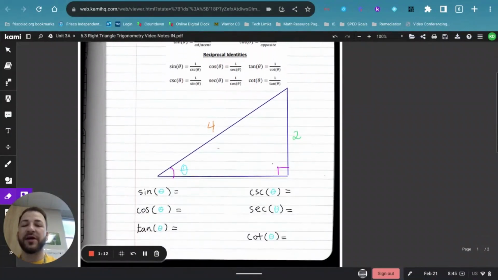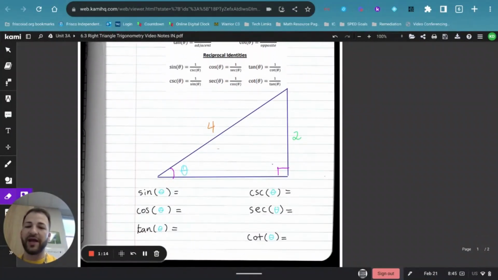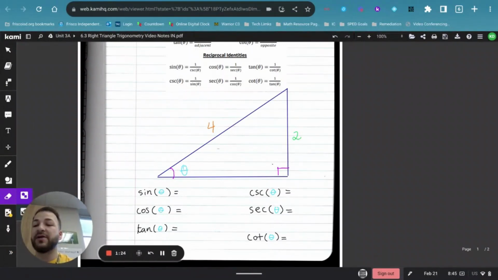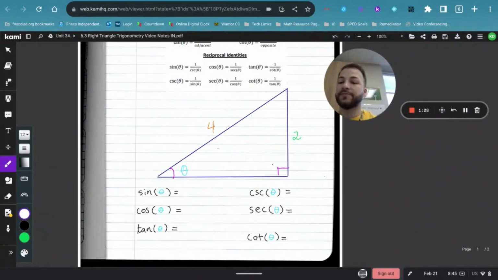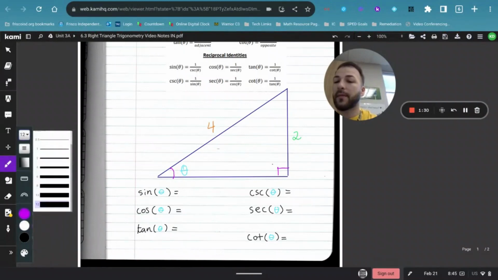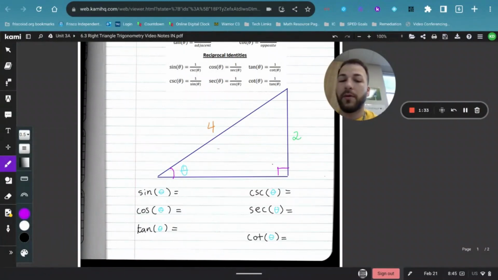So let's look at the right triangle down below. We have our angle theta that we're going to be analyzing. We have a hypotenuse of 4, and we have one leg of 2. And before I can start finding all my other sides, I want to try and find out what this unknown side is. Let's go ahead and call that unknown side A. So I don't know what A is equal to.